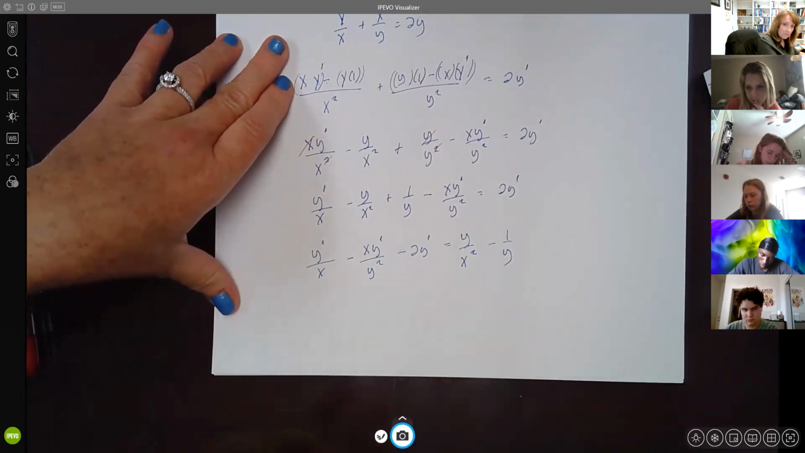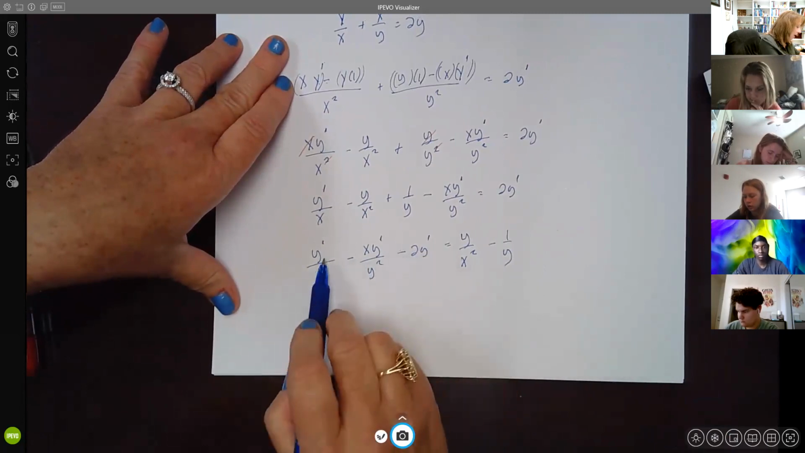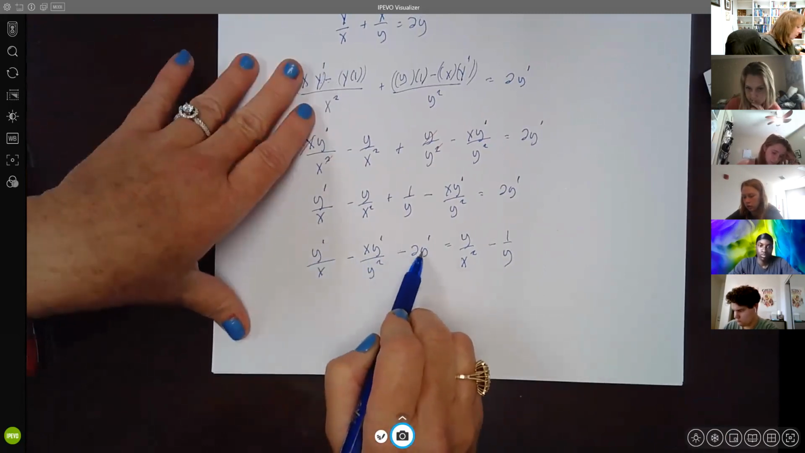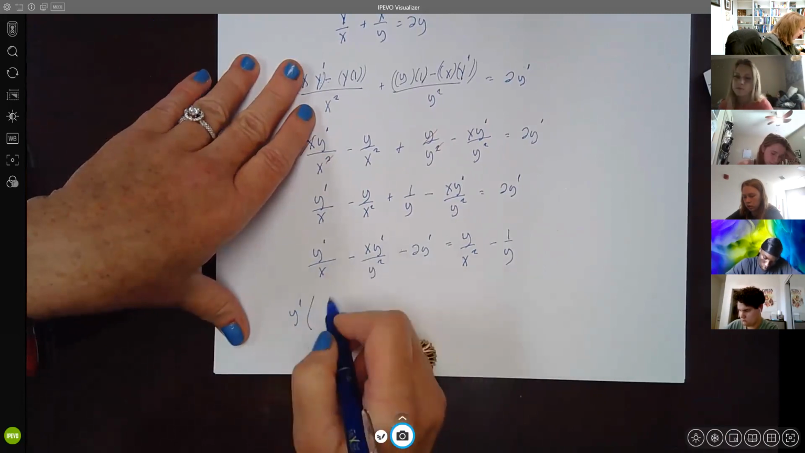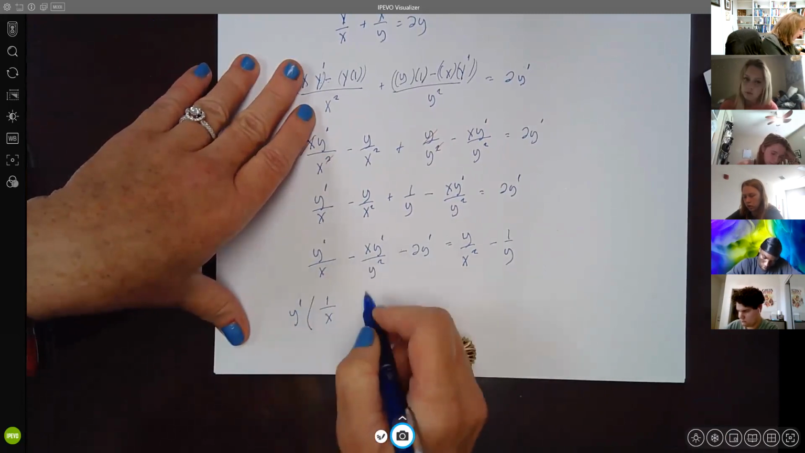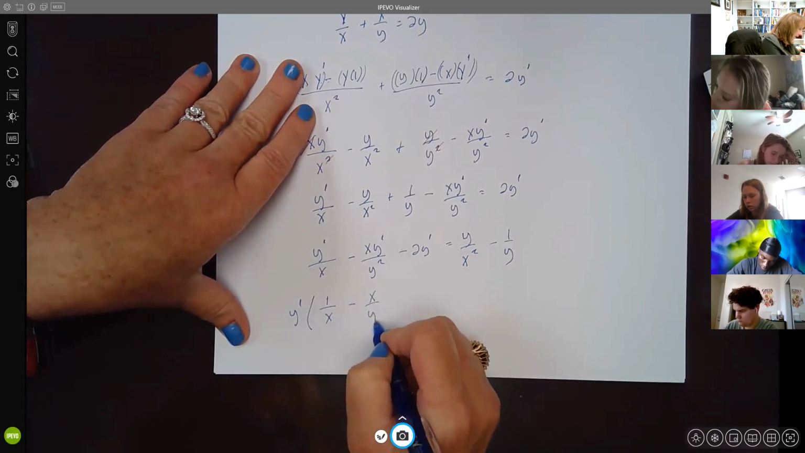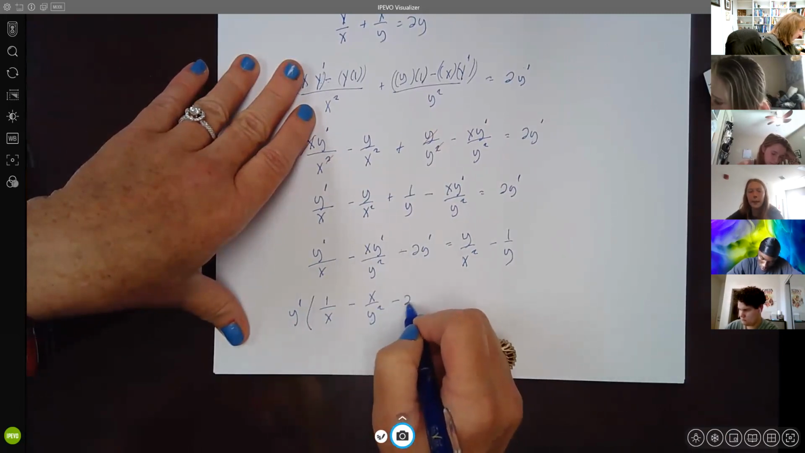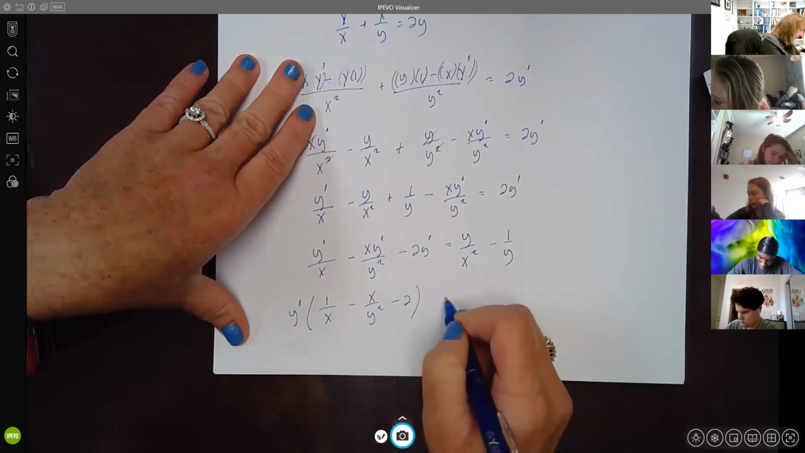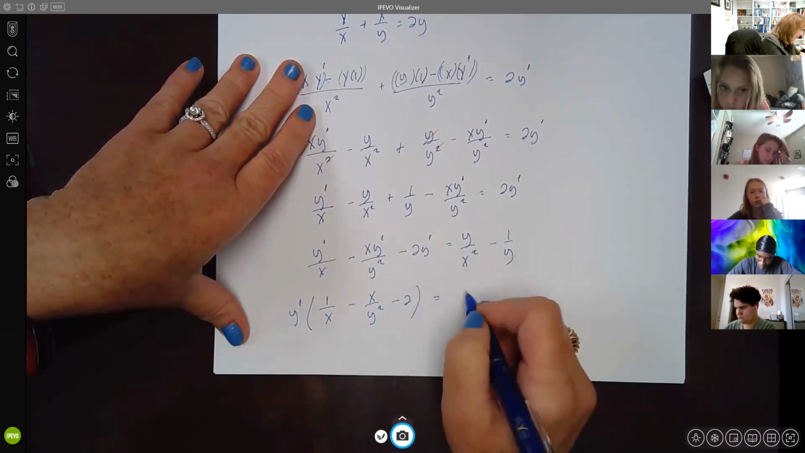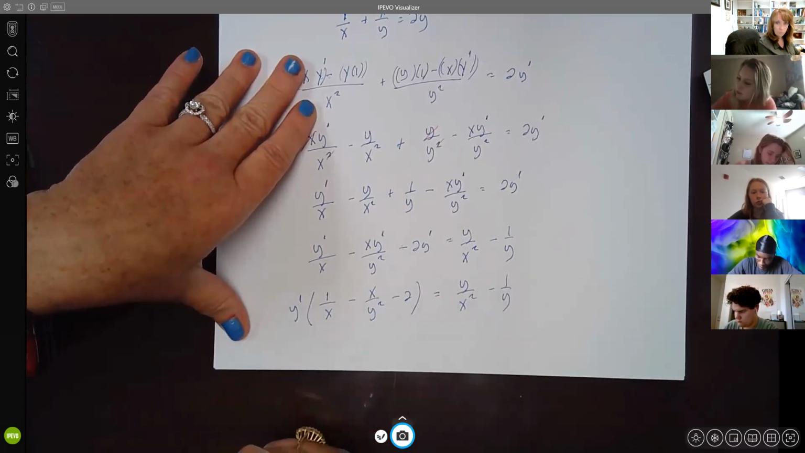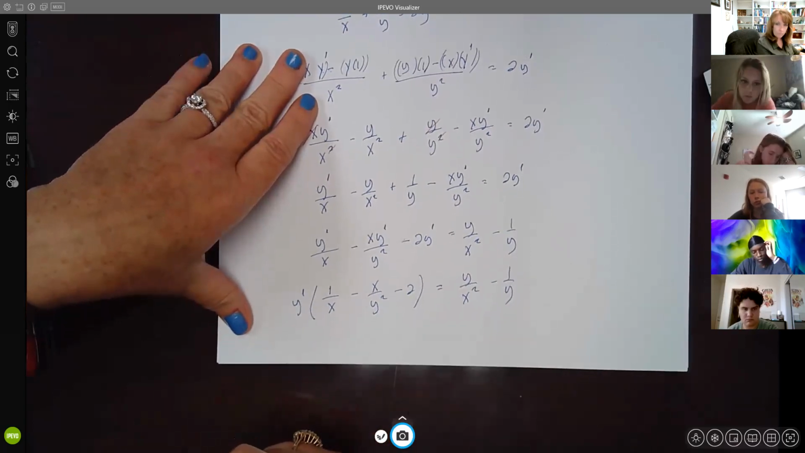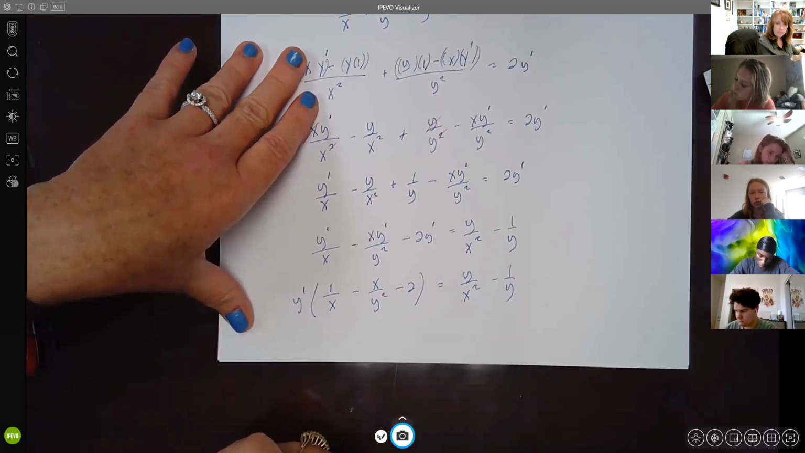All right, the next step is to factor out our y primes. It's all on the top of these 3 terms here. So that gives me y prime times what's left. Well, that would be 1 over x minus x over y squared minus 2, equals this guy right here, y over x squared minus 1 over y. Does that make sense?